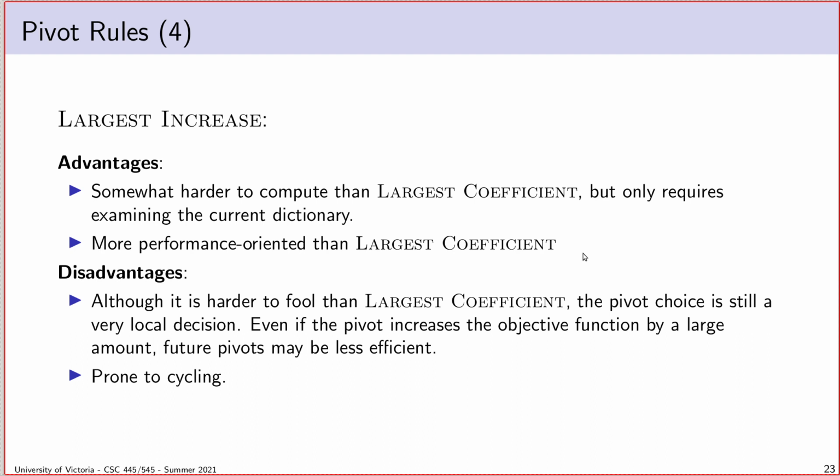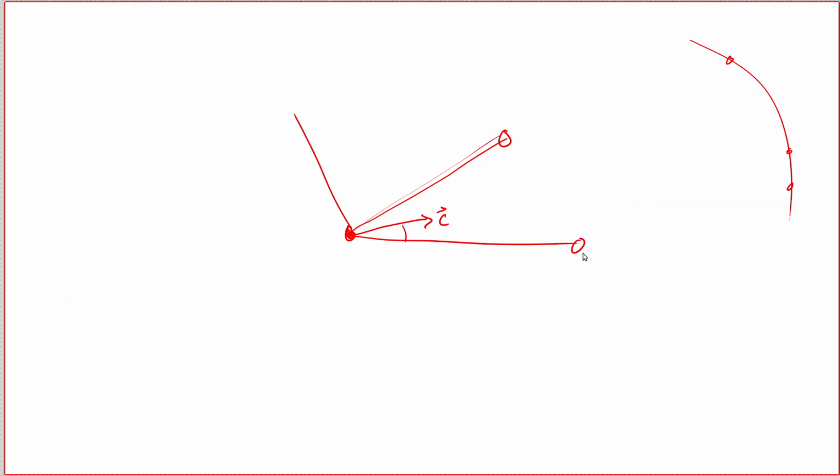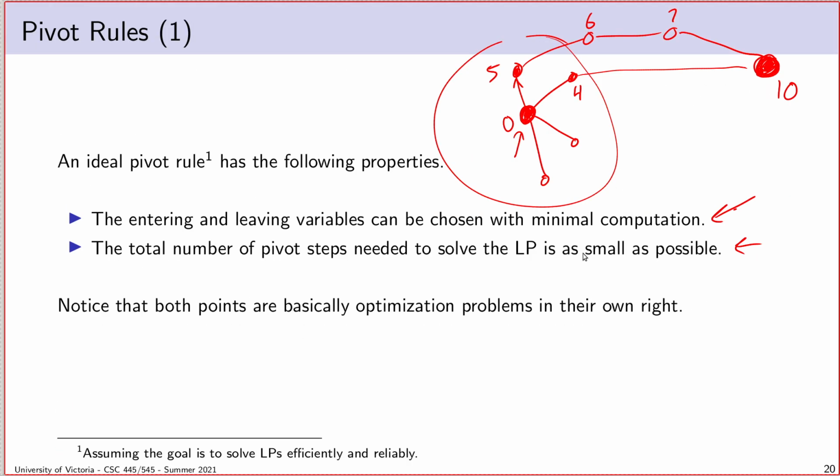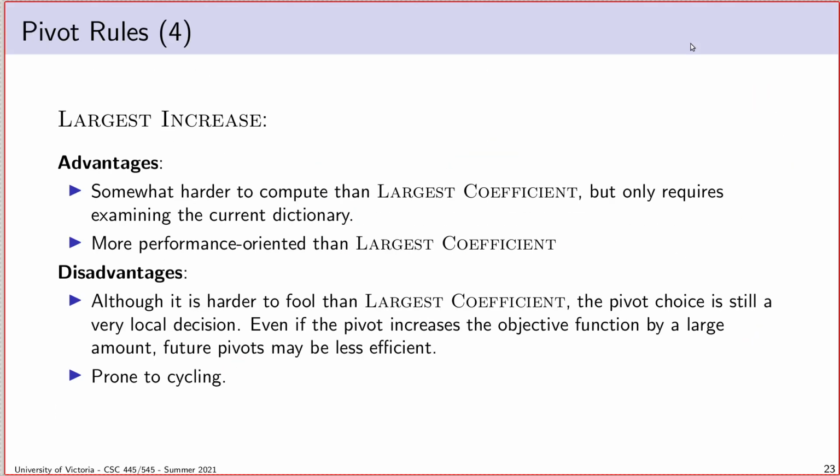The disadvantage is, yeah, it does have more information on hand, so it's harder to produce a case where largest increase doesn't take us in the right direction. It's still a very local decision. And so actually that diagram I had earlier, this is really paying dividends. Just like I mentioned earlier, largest increase would take us up to this vertex here, which would then take us on a very long path to the optimal solution. So it's a heuristic. It doesn't guarantee that we're actually going to get the shortest path. And so there's also the fact that it is still prone to cycling. So we're still in some trouble there.